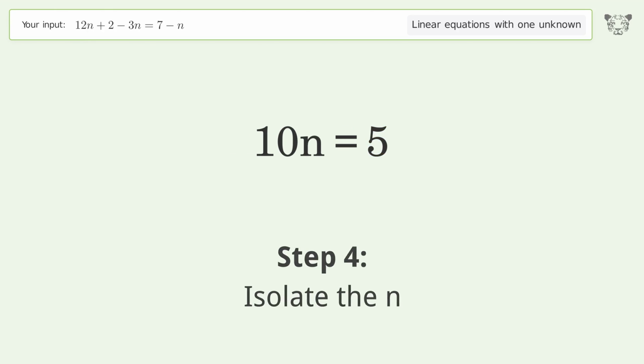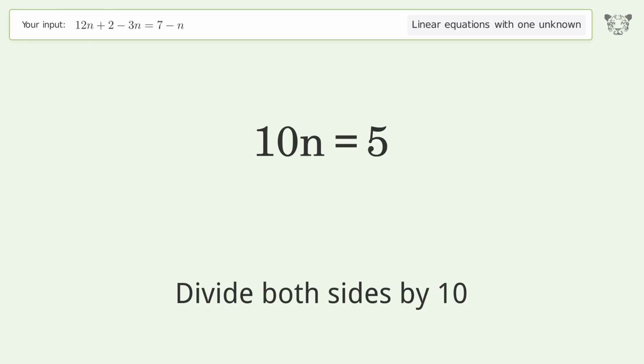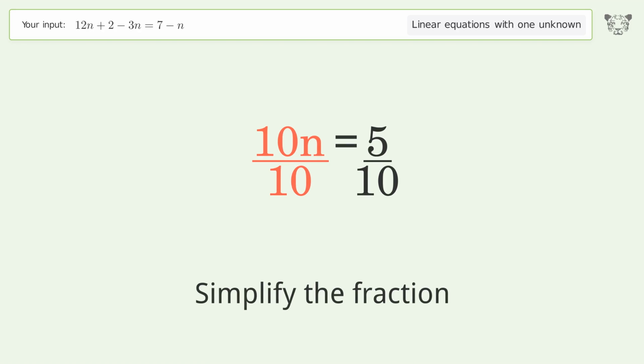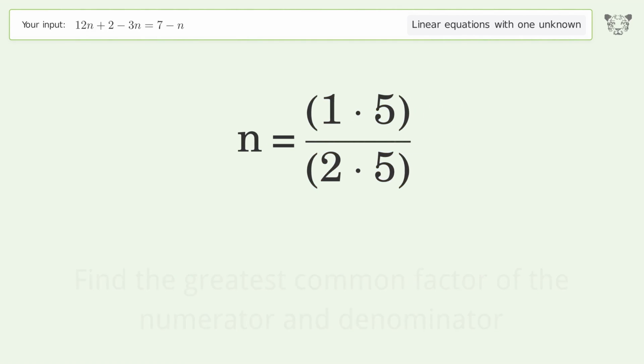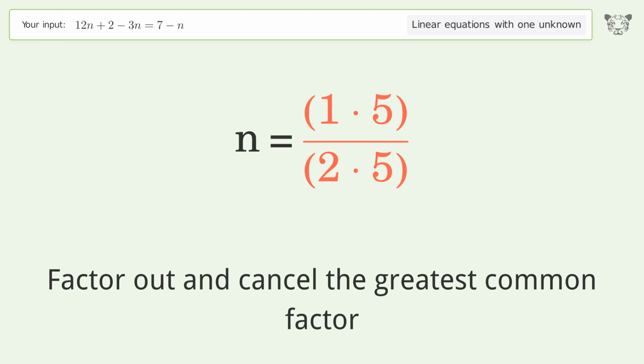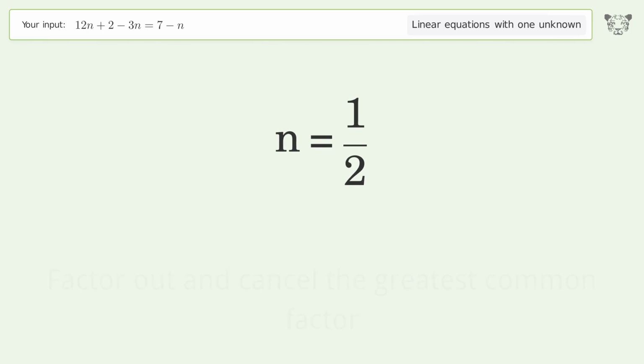Isolate the n. Divide both sides by 10. Simplify the fraction. Find the greatest common factor of the numerator and denominator. Factor out and cancel the greatest common factor. And so the final result is n equals 1 over 2.